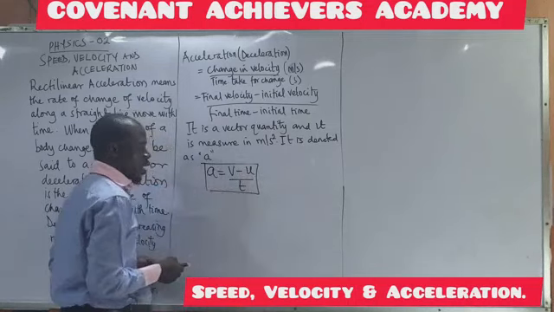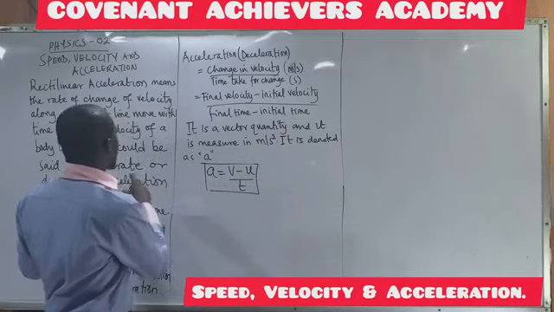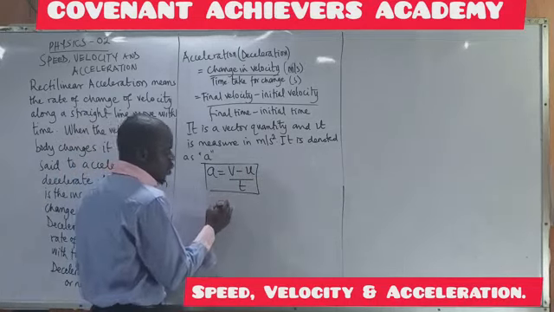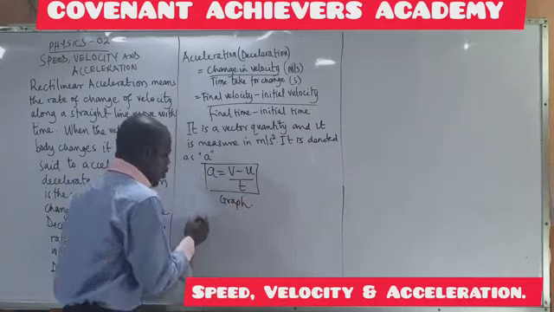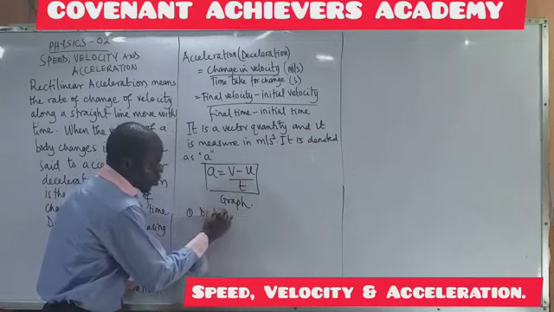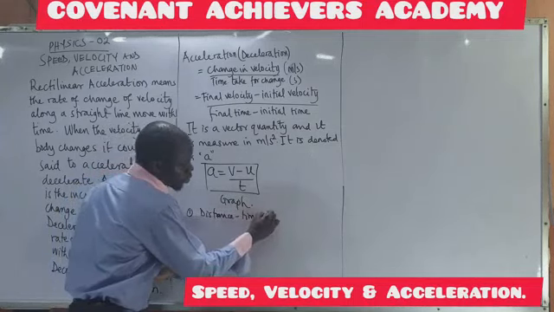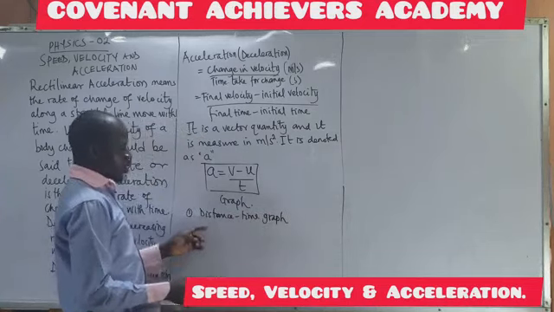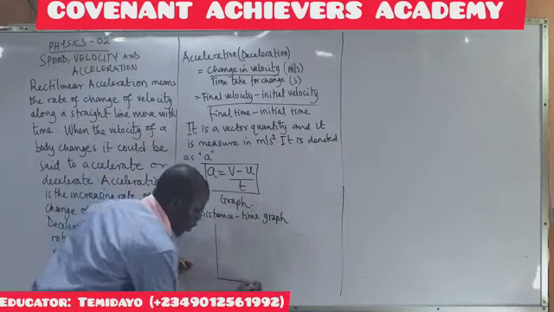Now, having said that, the next thing we can quickly look at in relation to speed, velocity, and acceleration is the graph. So when you are talking about graph in this place, you are going to consider the first one, which is the distance-time graph. Now, when you plot your distance against time, you are plotting a graph of distance against time.